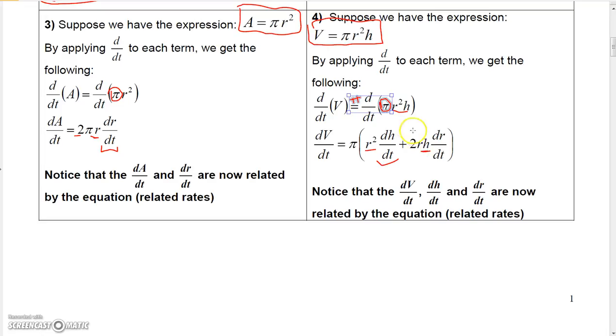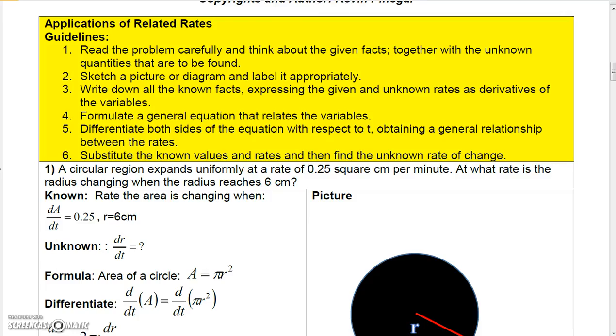And then I have to multiply that h by the derivative of r squared. And remember a while ago we said the derivative of r squared was what? 2r times dr over dt. So really it's just 2r times dr over dt times h is the second half. And so now we've related these rates. The volume is changing with respect to time, with the rate the height is changing with respect to time, with the rate the radius is changing with respect to time. Thus, related rates.